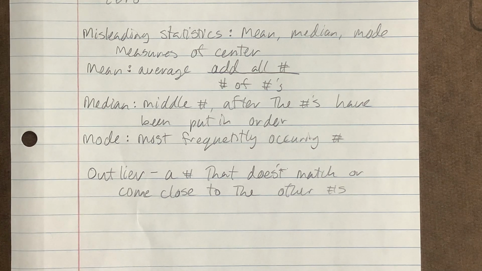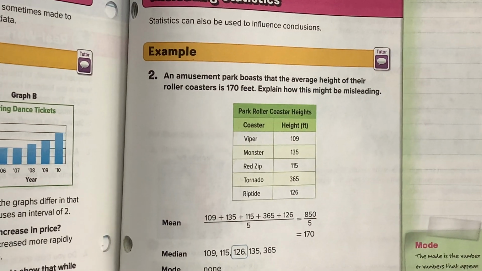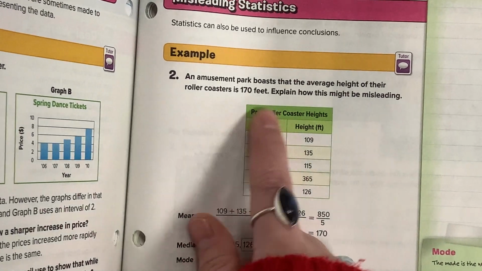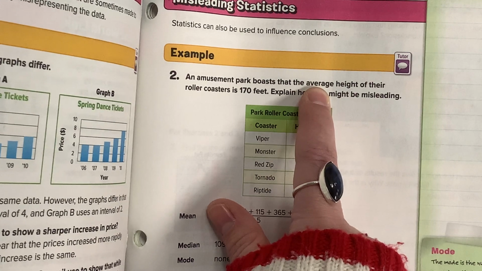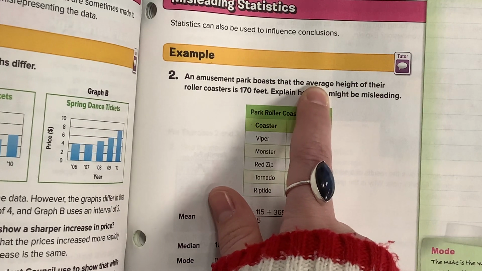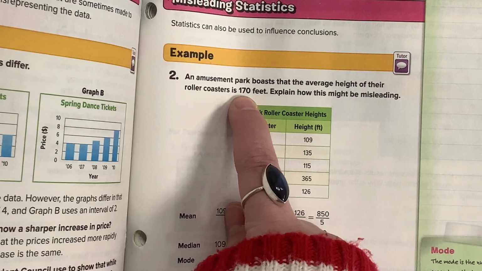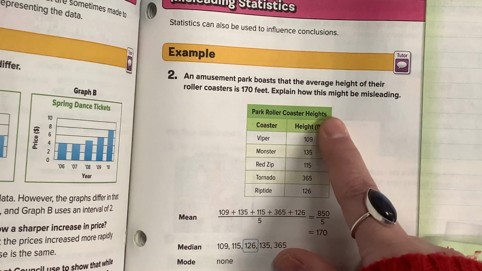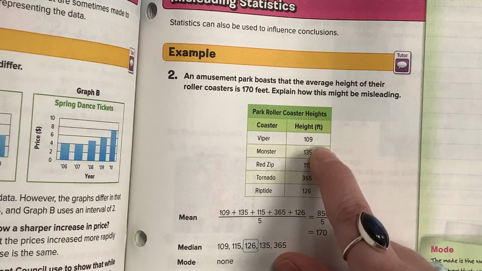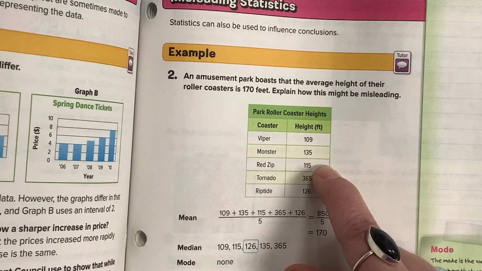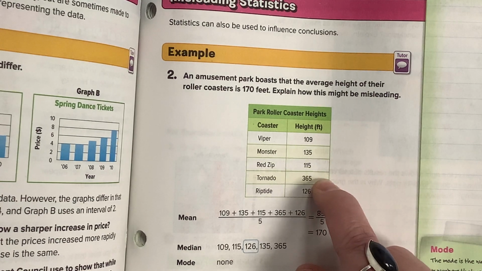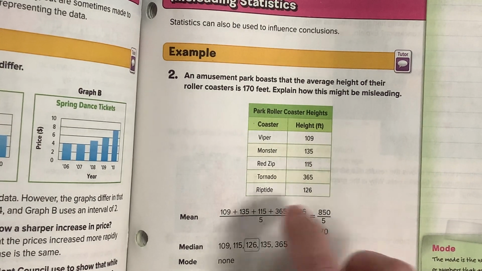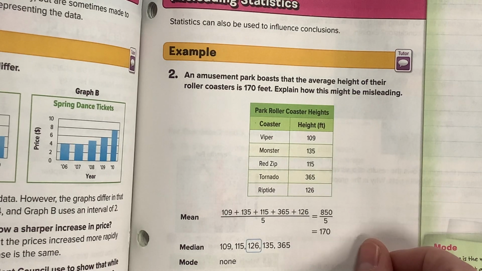So let me show you what this looks like in an example. An amusement park boasts that the average height of their roller coaster is 170 feet. Average, again, could actually be used to describe all 3 of those. They're all 3 measures of central tendency. Okay, so it says the average is 170 feet. Let's look at this data though. That's under 170, that's under 170, over and under. Do you see how this one's kind of an outlier? So that outlier is pulling the data higher.